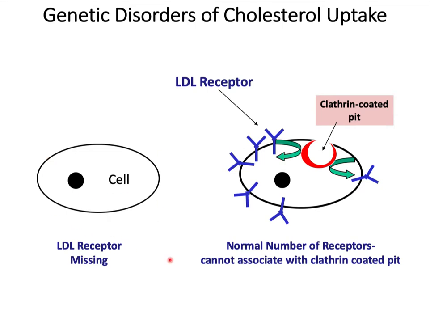In others, there's a genetic mutation in the LDL receptor that causes it to be unfolded, and it is removed from the secretory pathway by the unfolded protein response that we talked about. So these cells don't have a receptor at all.